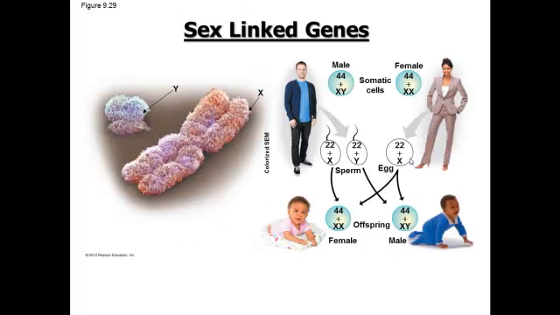Now we're going to move to sex-linked genes. What's important to understand here, of course, you've got X and Y, but the genes on these chromosomes do not only code for the differences between male and female, they code for other things as well. As you know, in sexual reproduction, each offspring will get an X chromosome from their mother.